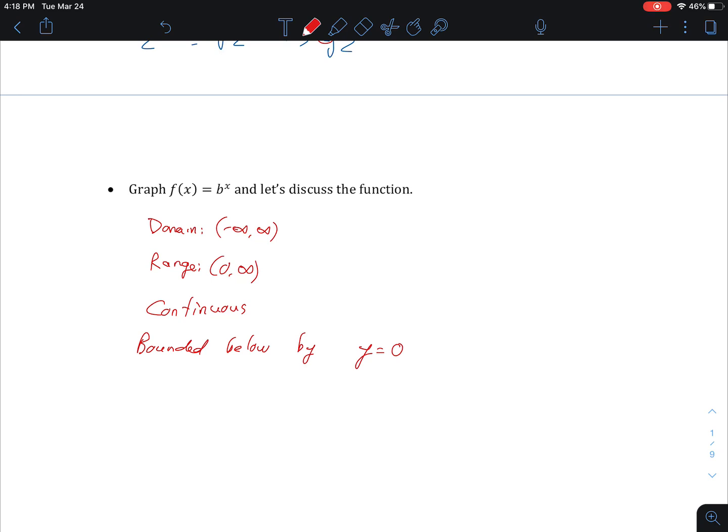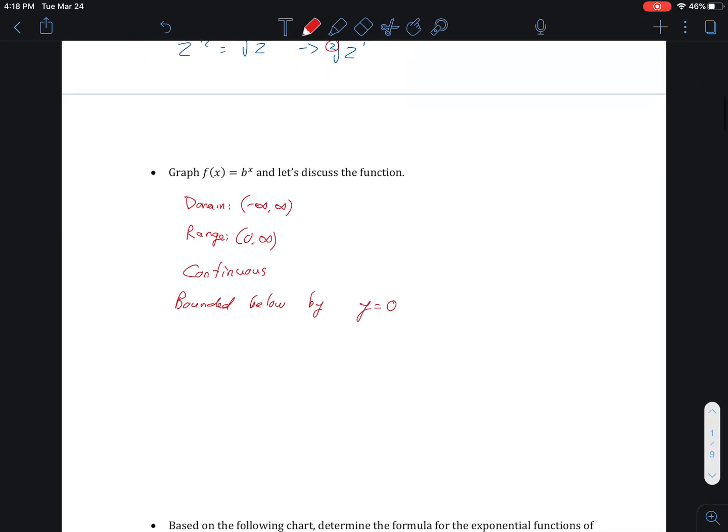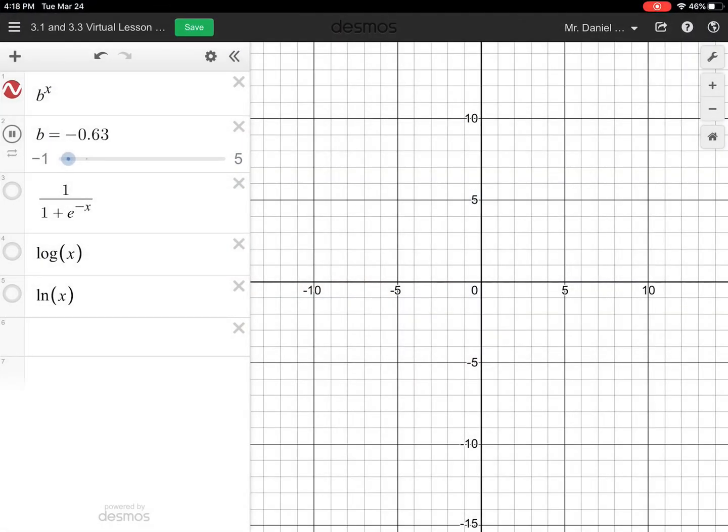There's no local extrema. There's a horizontal asymptote at 0. There's no vertical asymptote. It continually gets closer to the asymptote, but not fully. Those are just a couple of facts about what the graph looks like, right?